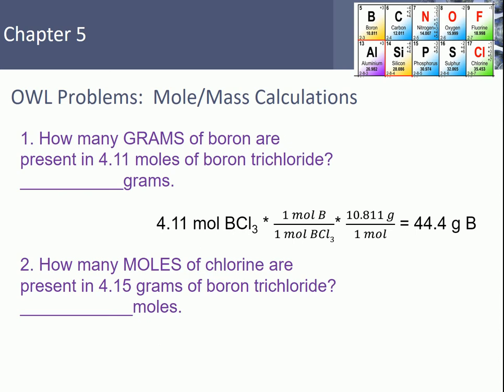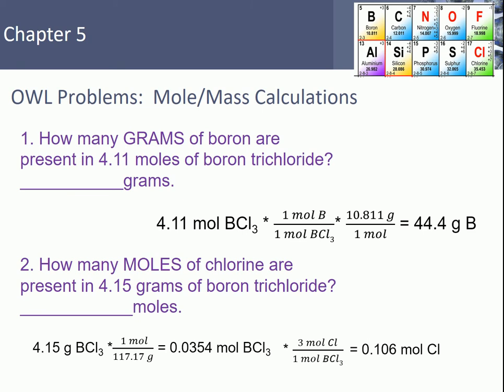Let's look at problem 2. How many moles of chlorine are present in 4.15 grams of boron trichloride? Now I have 4.15 grams of boron trichloride, so I should start there, and I can convert to moles of boron trichloride. It's asking for how many moles of chlorine. Well, I need to dig into the formula again once I have the moles of the compound, and I can use the molecular formula to go from moles of boron trichloride to moles of chlorine. You may come up with another way of solving this, but this is the most straightforward way using the units. And once again, if I divide by 2 sets of units, they essentially cancel out. They turn into the number 1, and we can remove those units.